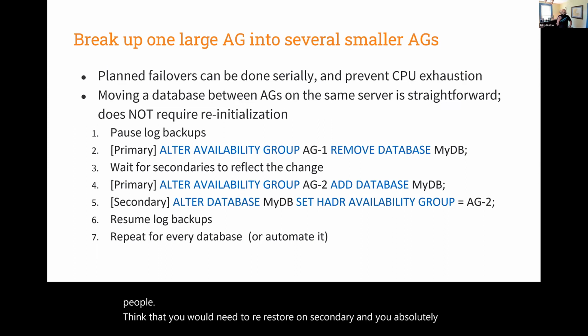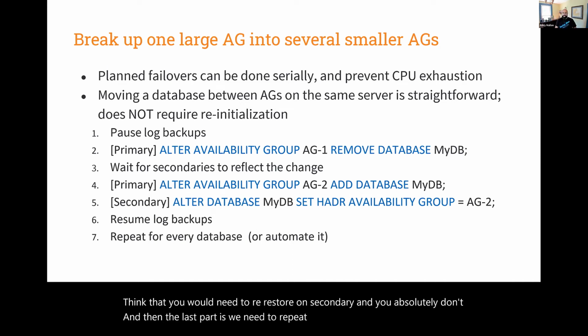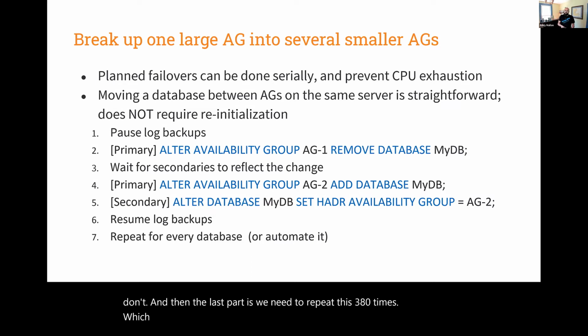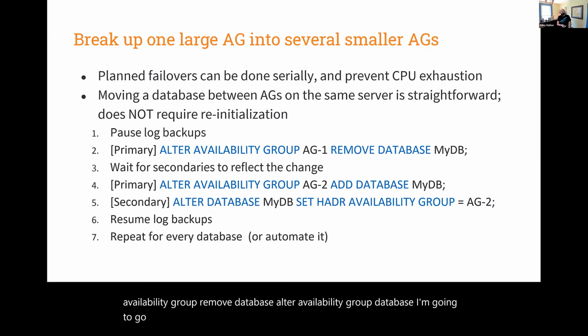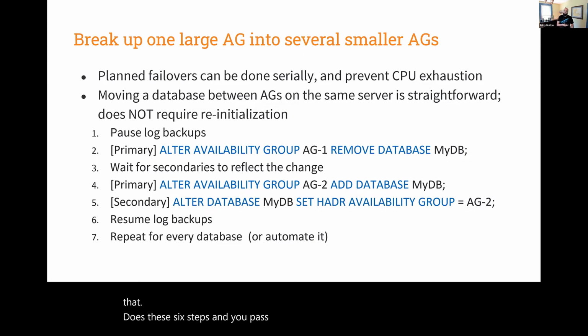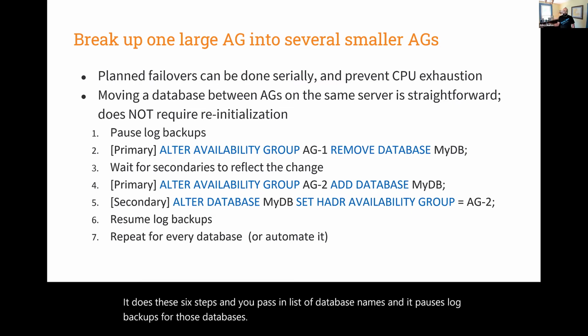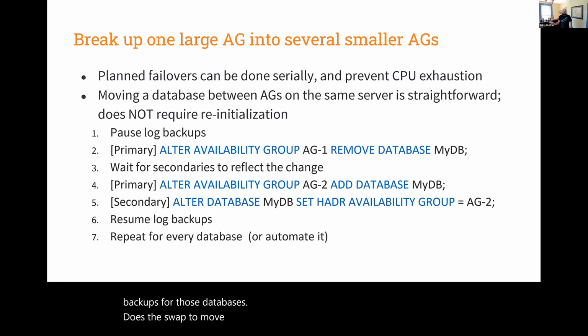And then the last part is we need to repeat this 380 times, which is not great. I don't want to sit at my computer for weeks saying alter availability group, remove database, alter availability group, add database. I'm going to go insane. So Patrick, one of our teammates, wrote a PowerShell wrapper that does these 6 steps, and you pass in a list of database names, and it pauses log backups for those databases, does the swap to move it to the new place, and then resumes log backups at the end.